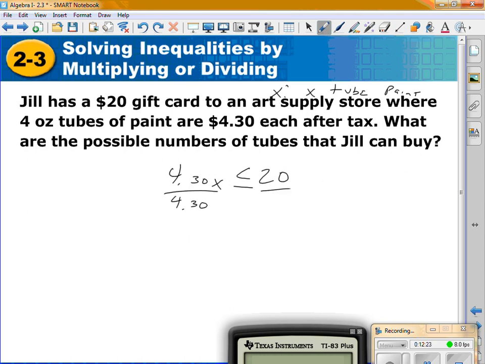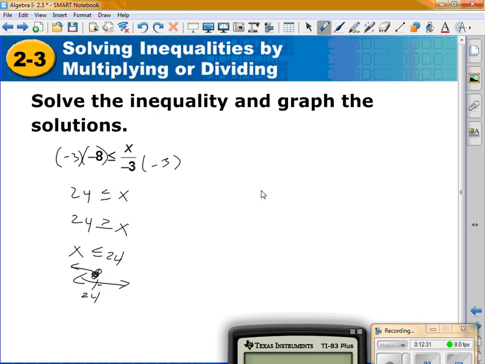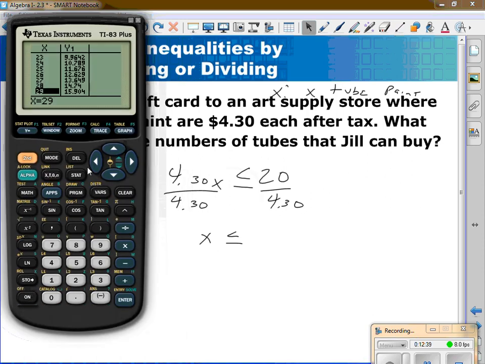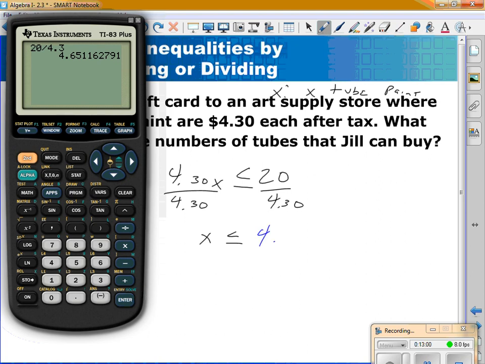Now, for these problems, I don't expect you to know this in your head. These are the problems I'd say use a calculator for. X is less than or equal to 20 divided by 4.3. It doesn't matter if I put the 0 there. Enter. I'm going to put 2 decimal places. 4.65.